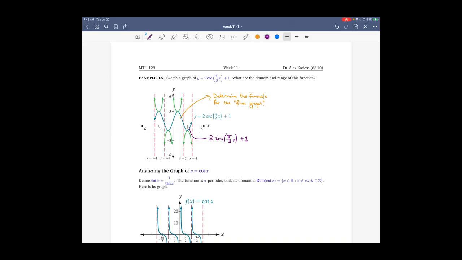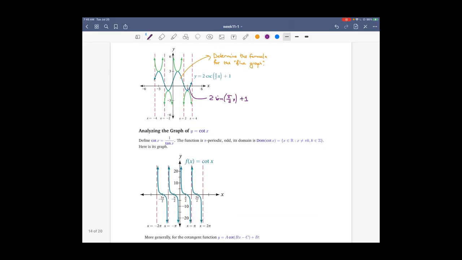We now turn our attention to the study of the graph of cotangent x. Remember, cotangent is cosine over sine, or alternatively, you can define cotangent as the reciprocal of tangent. And either definition will tell us a lot about the properties of cotangent. We know it's pi periodic because tangent is pi periodic. We know it's odd because tangent is odd.